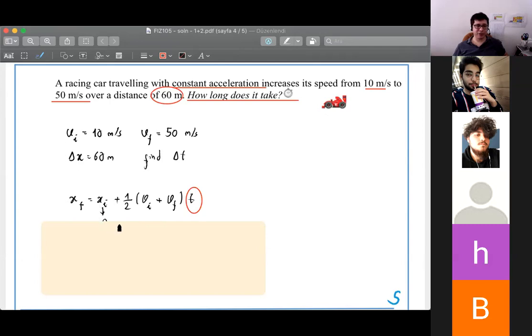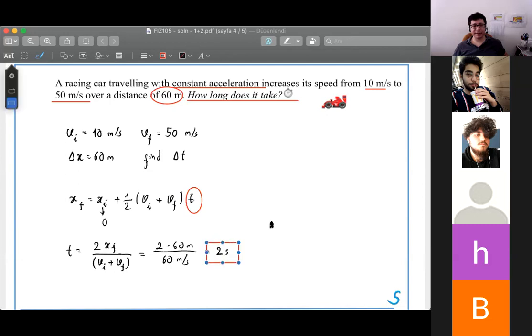I can just take this 0 as the origin. Then this XF will have 60 meters as value. VI and VF will have values of 10 meters per second and 50 meters per second respectively. T is my unknown. So, if you pick the correct equation, you have very easy problems. T is 2 times XF divided by VI plus VF. Evaluate your result. This motion happens in 2 seconds.